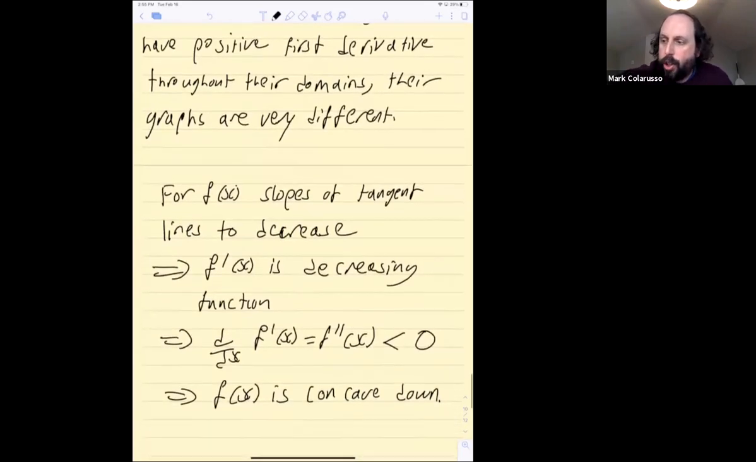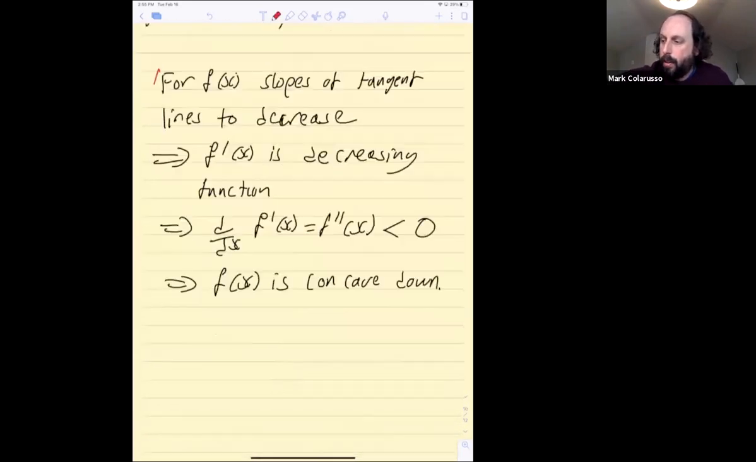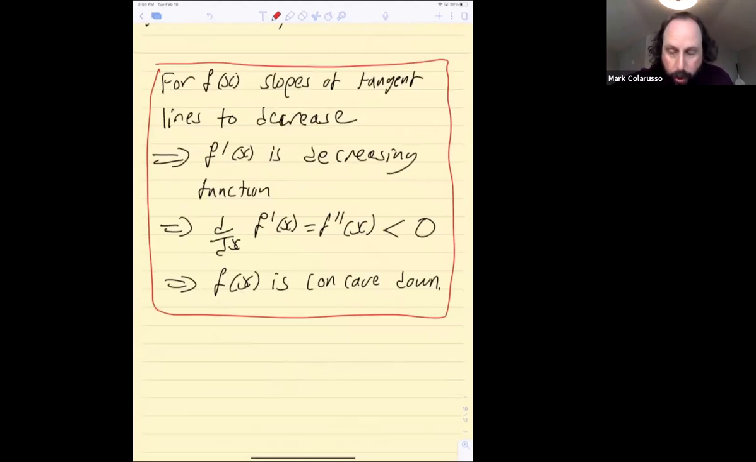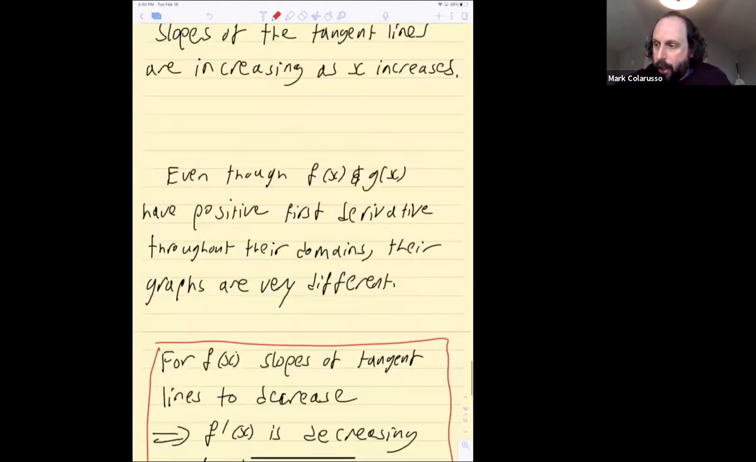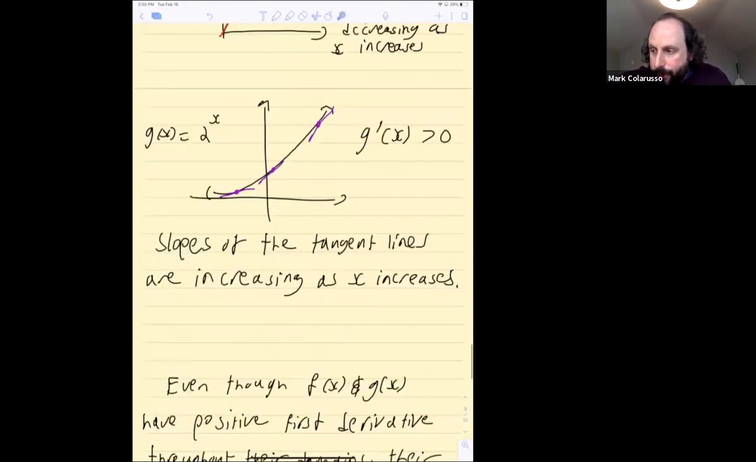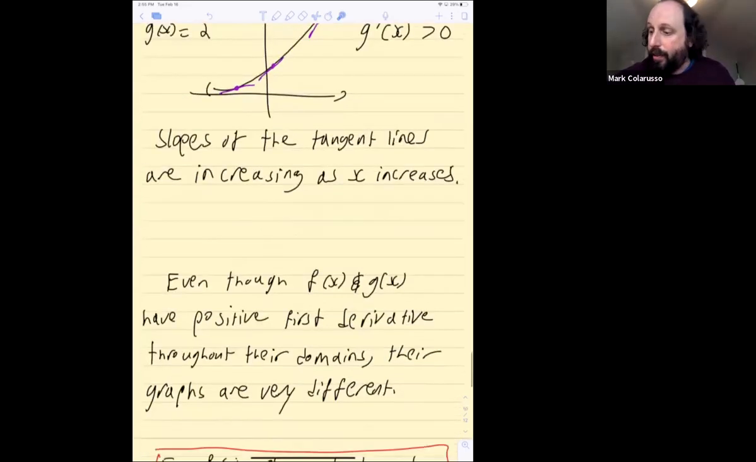So this chain of logic is quite important. I'll do it for the other one too, for g. Now for g, the slopes are getting more and more positive. So the slopes are increasing as x increases. So the function of slopes, which is the derivative of g, must be an increasing function. So its derivative has to be positive. That's saying the second derivative of g has to be positive.